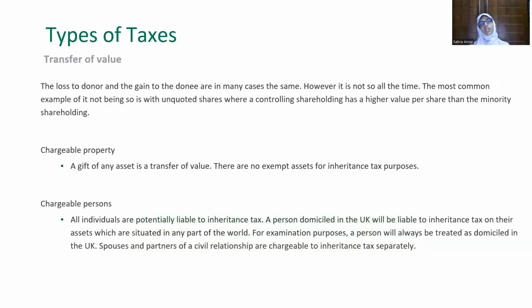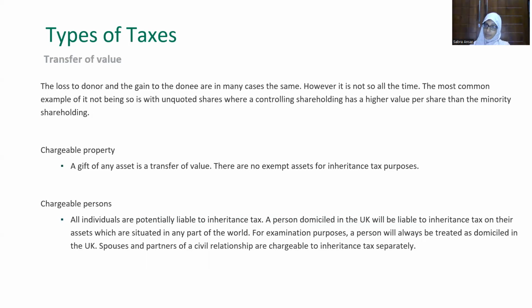The loss to the donor and the gain to the donee are in many cases the same, but it is not so all the time. The most common example is unquoted shares, where a controlling share has a higher value per share than a minority shareholding. When it comes to chargeable property, a gift of any asset is a transfer of value, and there are no exempted assets for inheritance tax purposes.